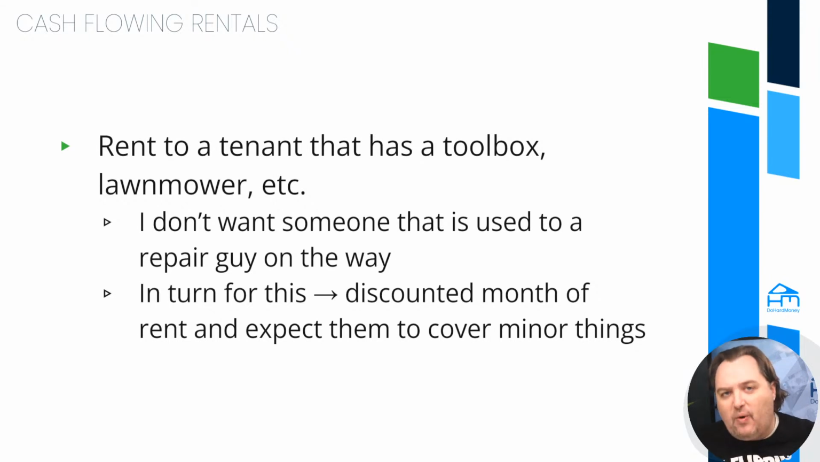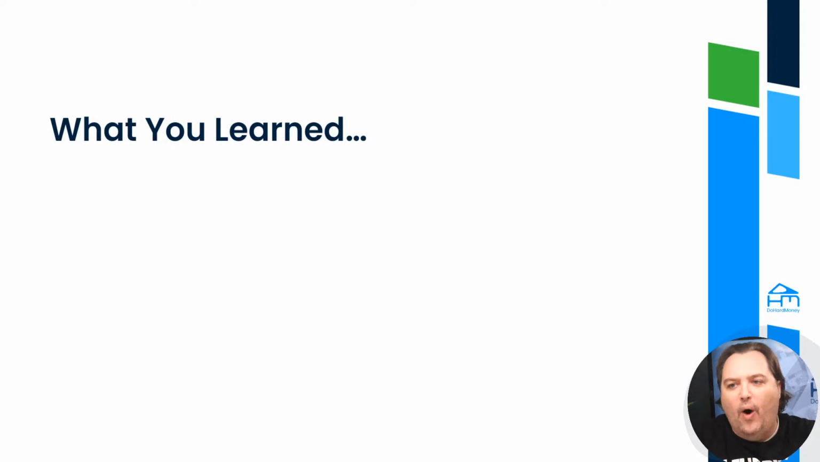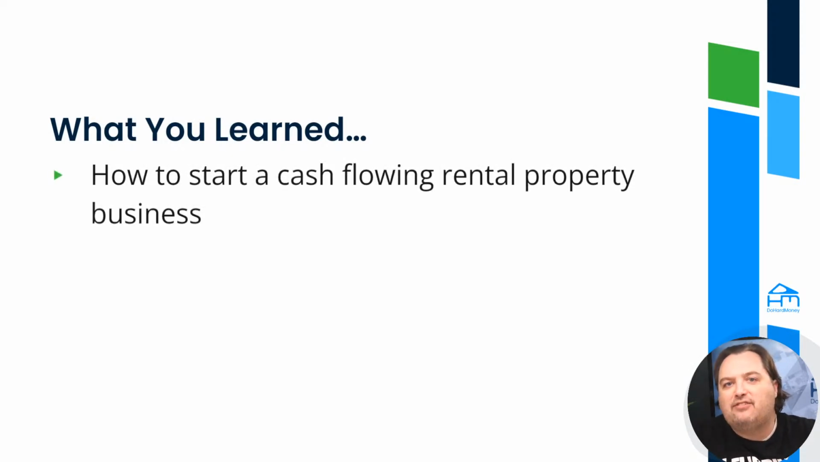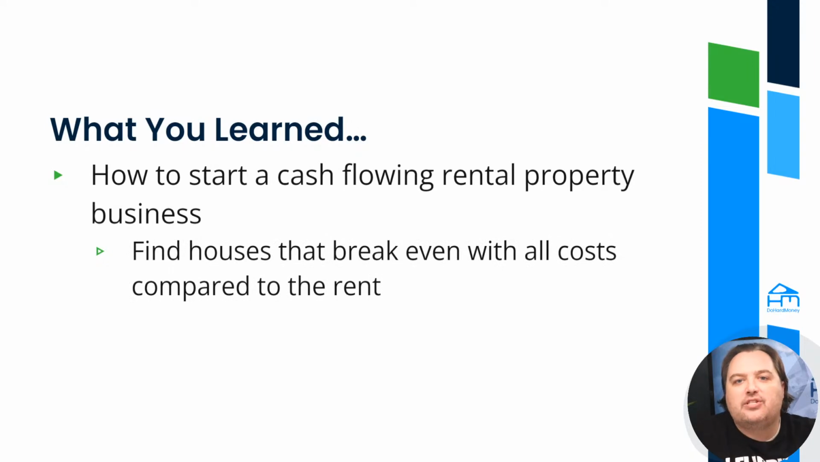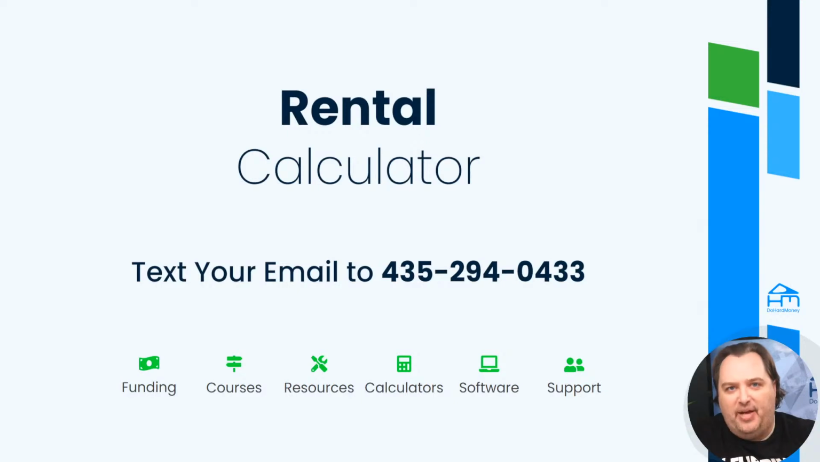And if you can buy the property right, which is looking at those types of things, then you will be buying a great property knowing rents will go up over time, values will go up over time, and also the tenant is going to be paying your loan amount down every single month. So let's just recap here as we're talking about this cash flow, what you learned today, how to start a cash flow rental business. You find houses that break even with all costs compared to the rent, which includes the vacancy, capital improvements, and repairs. Then do it again and again, okay? Then do it on a regular basis. Those are things that you've got to do to be successful with cash flowing rental properties.